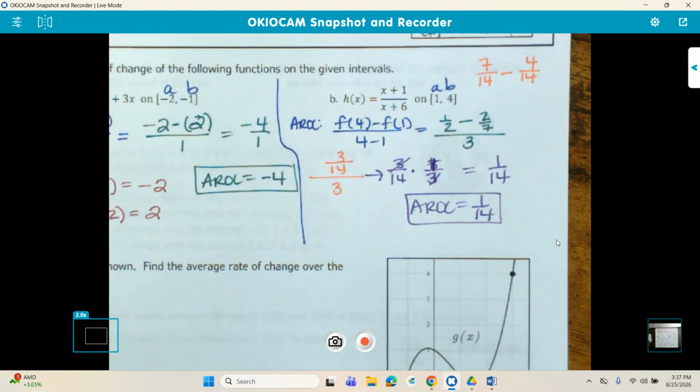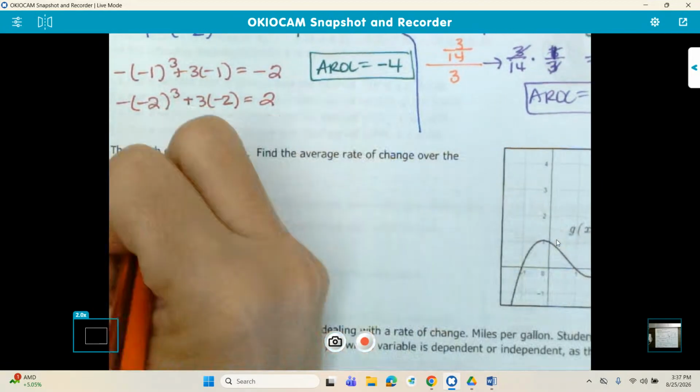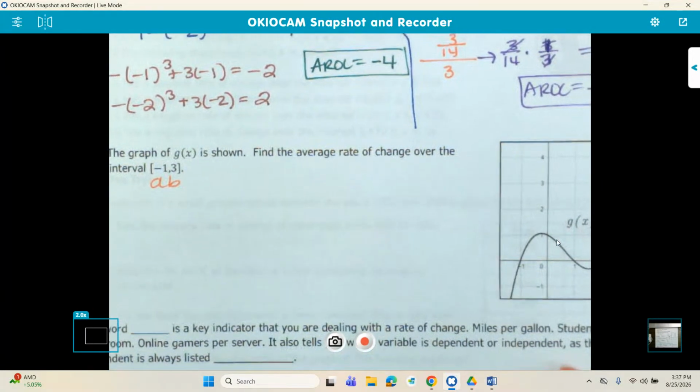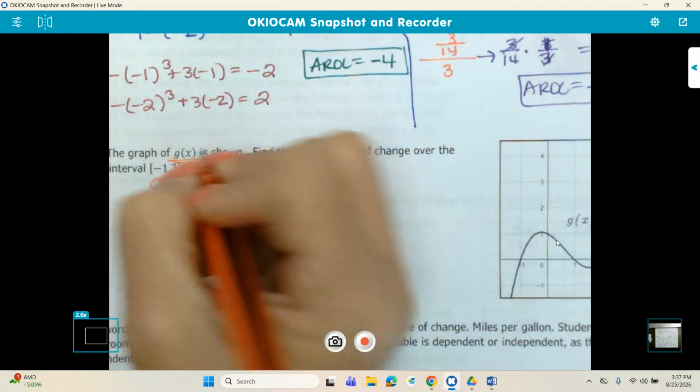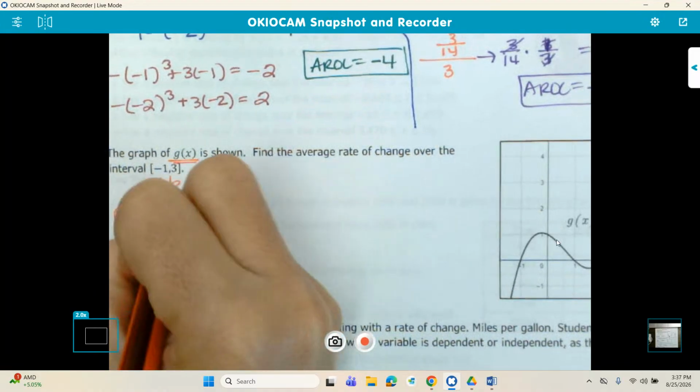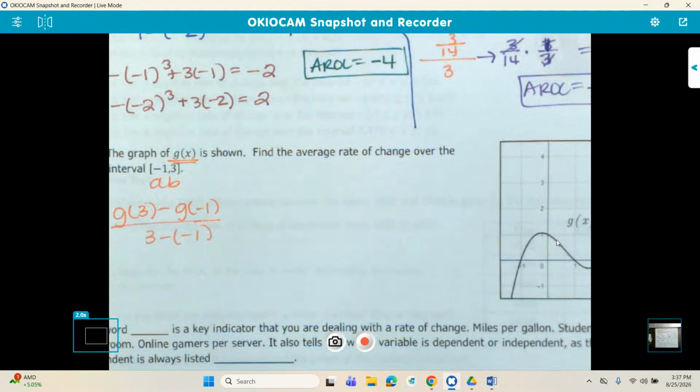Okay. All right, same thing here. This is our A, this is our B. So our AROC, and we're using the G function this time, is going to be G of 3 minus G of negative 1 over 3 minus negative 1.